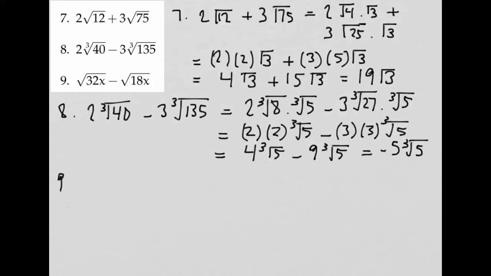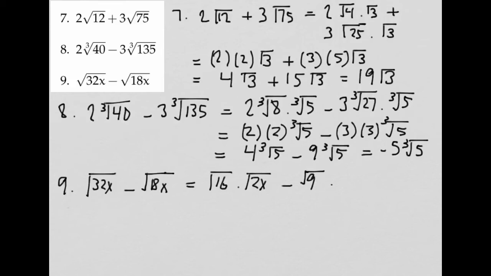Example 9, square root of 32x minus square root of 18x equals square root of 32x. We can write it as square root of 16 times the square root of 2x minus square root of 18x. We can write it as square root of 9 times square root of 2x. That's 4 square root of 2x minus 3 square root of 2x, which when combined give square root of 2x.